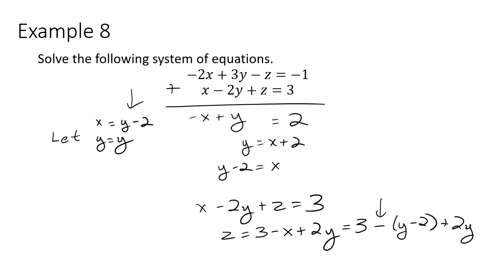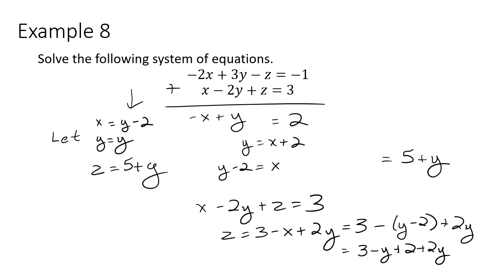But be careful, because of that subtraction, it distributes through. So this would be a 3 minus y, minus a negative 2 would become a plus 2, plus 2y. Constants, we've got a 3 plus 2, which would be a 5. And then we have a minus y plus a 2y, which would be a 1y. So z would be equal to 5 plus y, or y plus 5, however you want to write it.